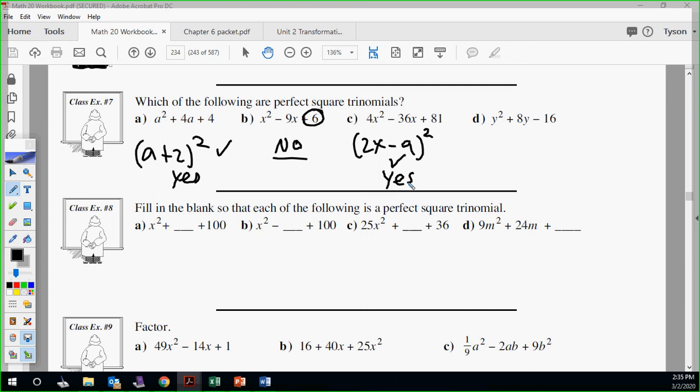Last one looks maybe, because it's got 16. Ooh, problem. We can't square something and get a negative. They have to be positives. So can't because of negative c. You'll never have a perfect square trinomial with a negative c.